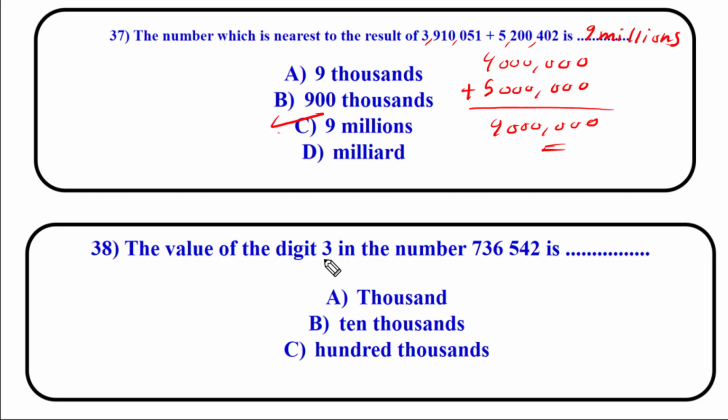Next, the value of the digit 3 in the number. We can read this number first. 736,542. 3 is in what place, guys? It's easy. 3 is in the 10,000's place. So the correct answer is B.